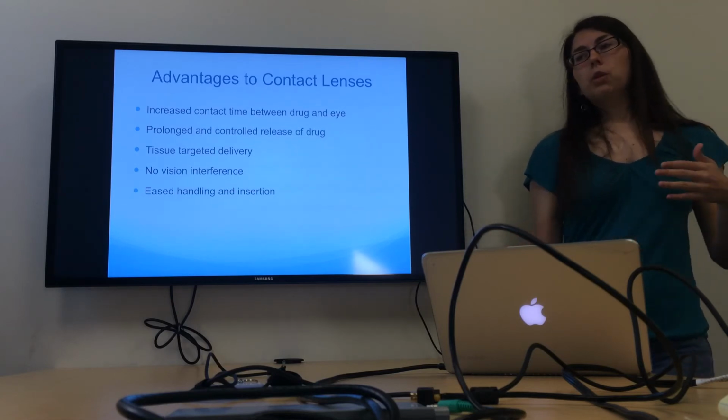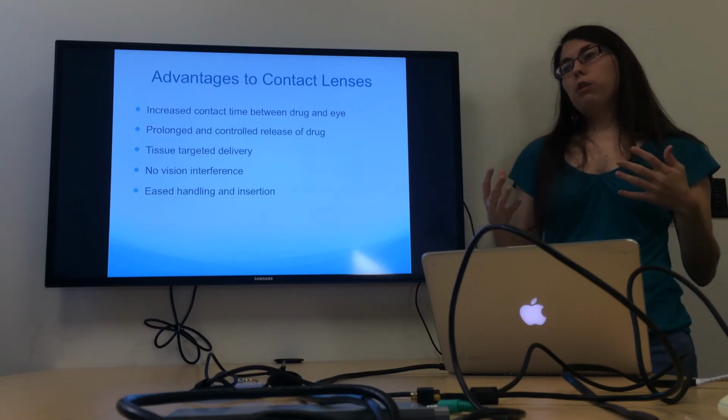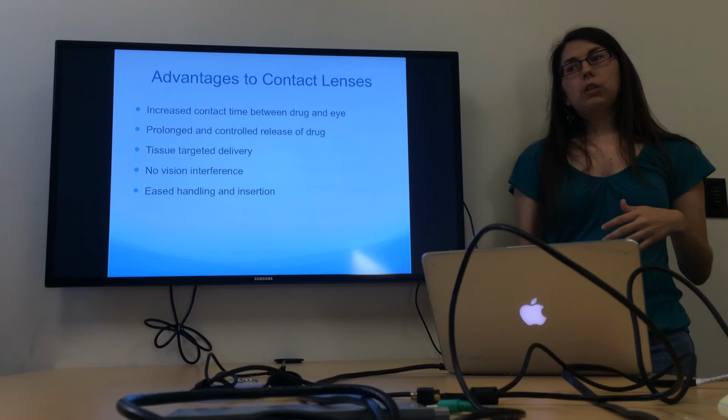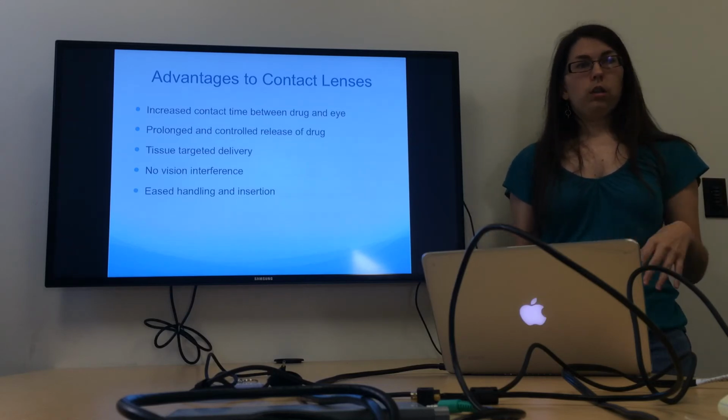And because contacts were originally designed for vision, so to help you see better, they don't interfere with your vision. And actually, research is currently being done to make those prescription lenses also be used for drug delivery.